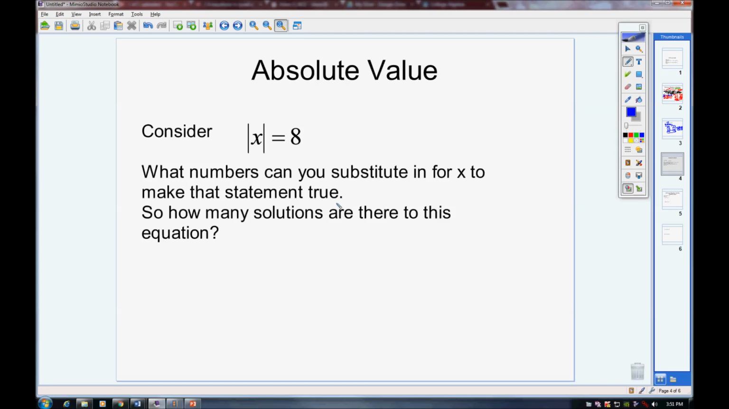Hey guys, we're going to do the easy part of tonight's assignment, which is solving absolute value equations. This is always really fun.